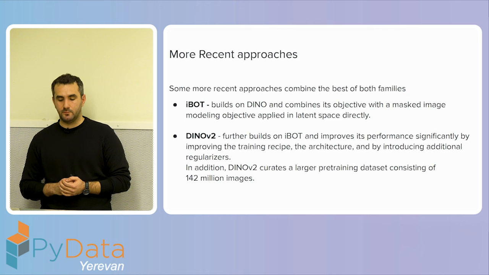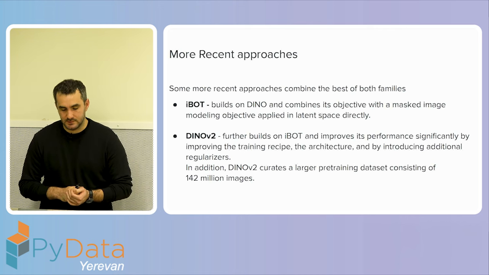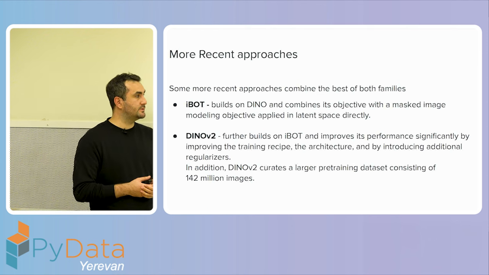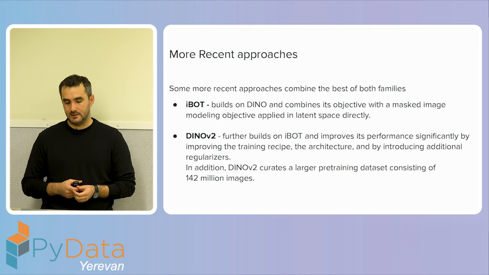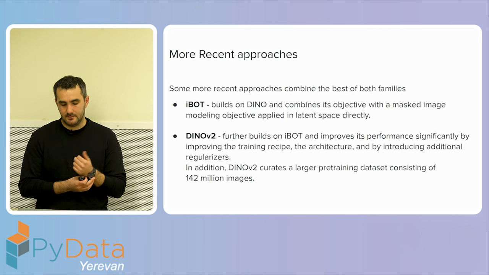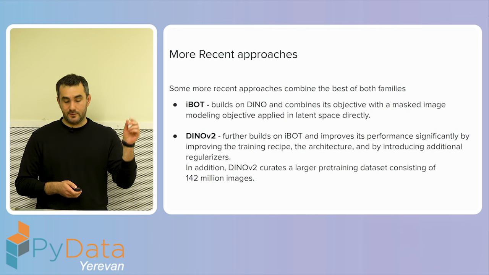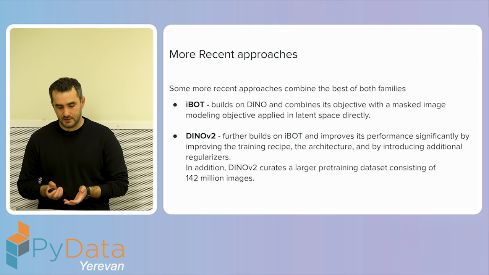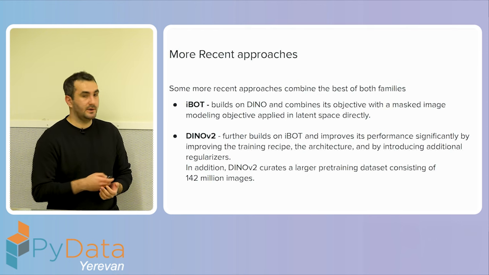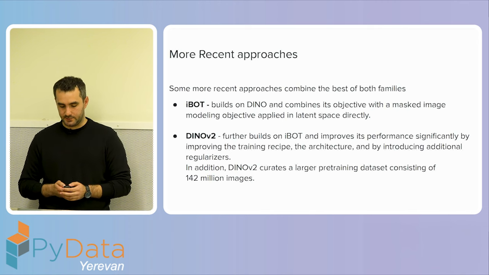Okay, so there are a couple of more recent approaches that came out this year, iBot and Dino version 2. They try to combine these two approaches, the first one that we discussed, and then this mask image modeling. But they do it at the level of representations. Actually, I didn't include them in my talk, but if you're interested, these are state-of-the-art methods for self-supervised learning.